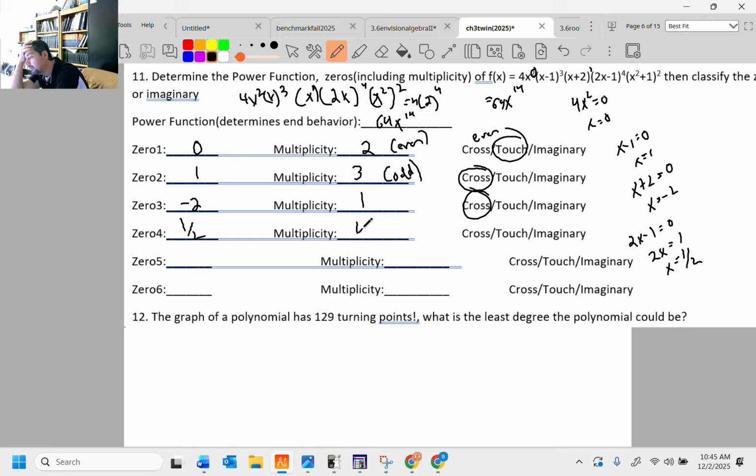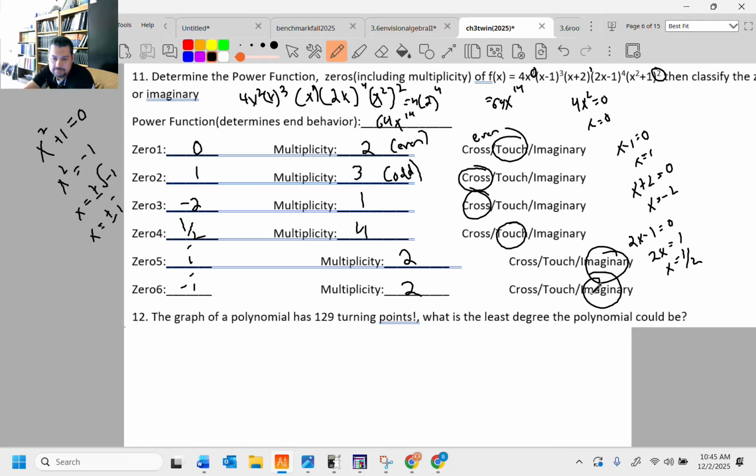Multiplicity was a 4. That's even. We touch. All right, now I'm looking at the last one here, which is x squared plus 1, all squared. We have x squared plus 1 is 0. X squared is negative 1. X is plus or minus the root of negative 1, which is i. So one of your 0s is i, and the other 0 is negative i. But they both happened 2 times, and they are imaginary.